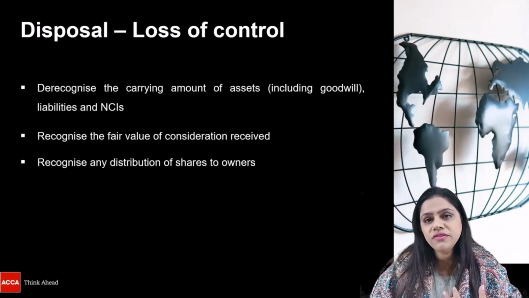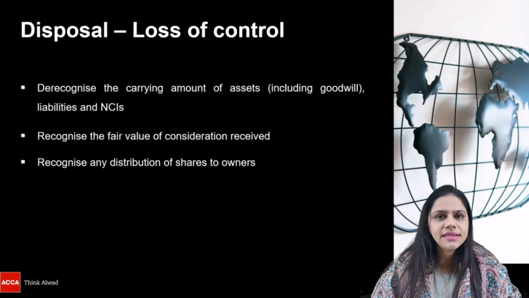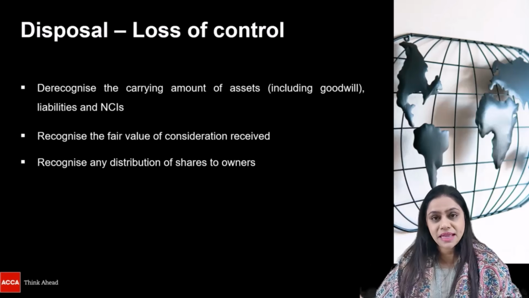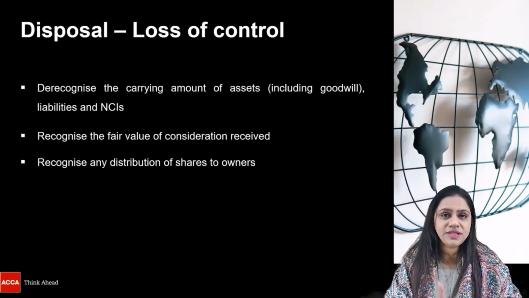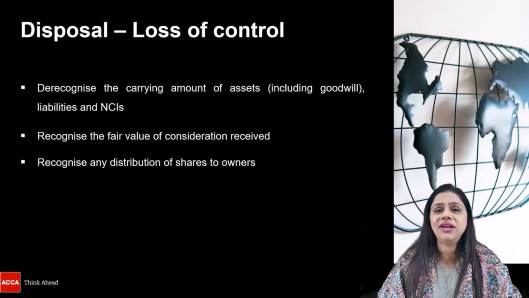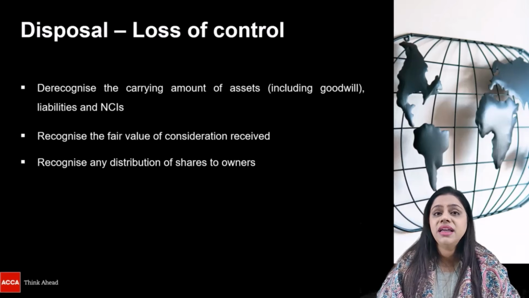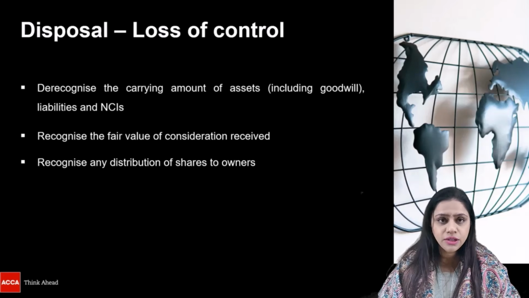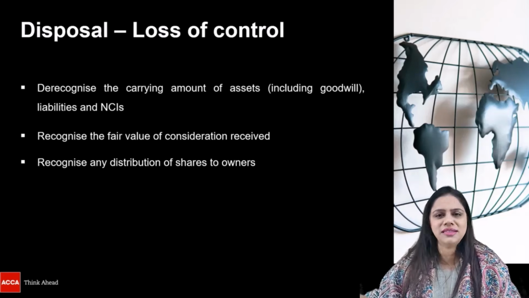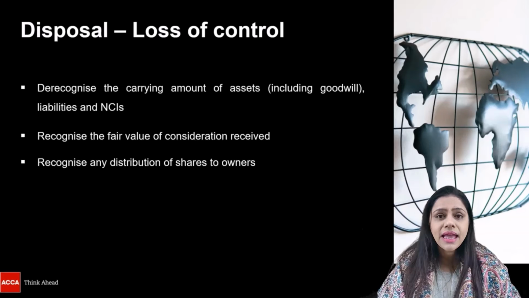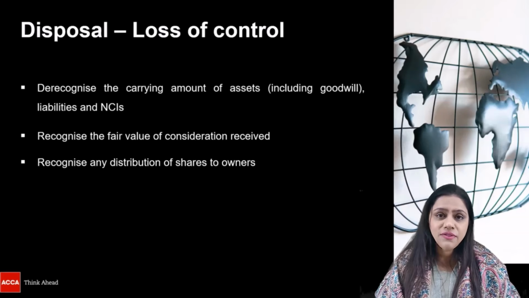If there has been a loss of control, and the good thing in our exam is that the examiner shows you the loss of control in terms of percentage, that the percentage has now decreased. It has gone below 50%. So if there is a loss of control, then you have to de-recognize the carrying amount of assets. Please remember, if there is a loss of control, then the subsidiary is now no longer our subsidiary, right? So you de-recognize the carrying amount of assets, including the goodwill. So if I talk about the credit part of this double entry, that's going to credit all the net assets and the goodwill also. And then you recognize the fair value of consideration received.